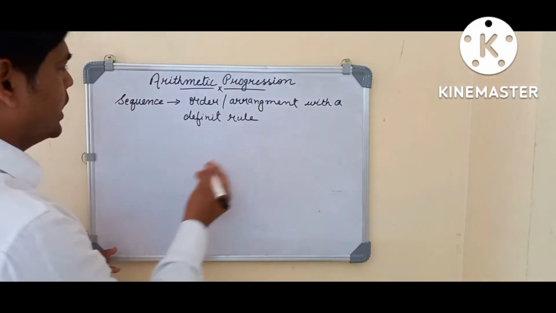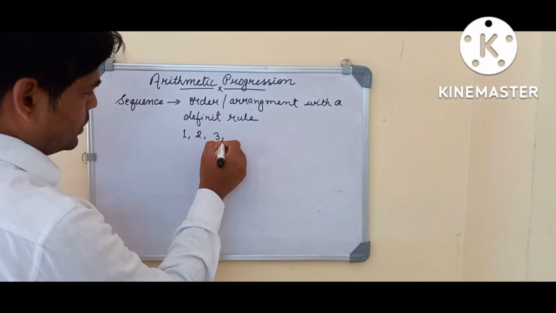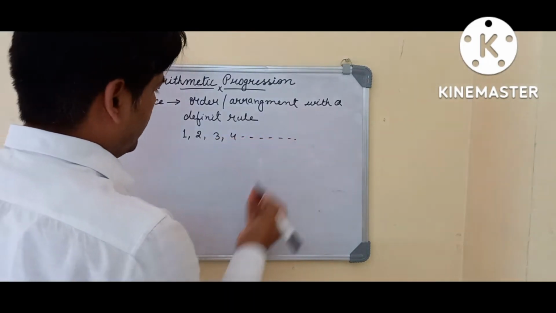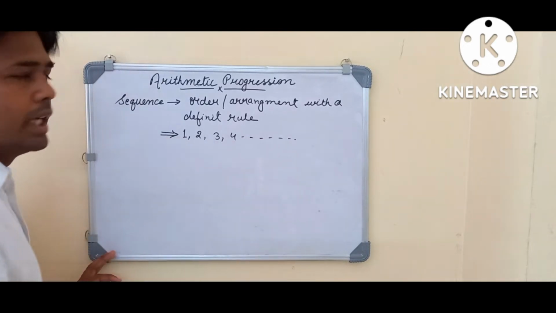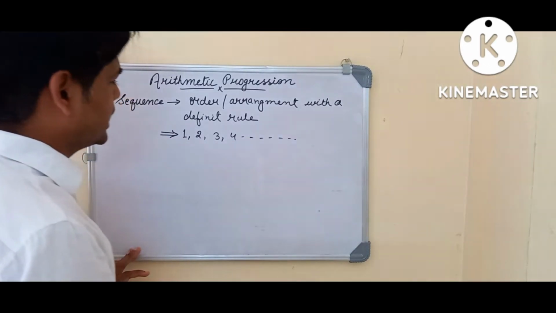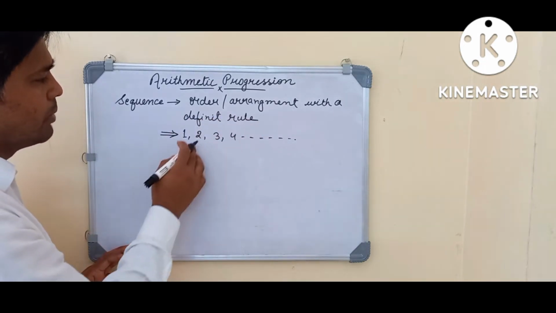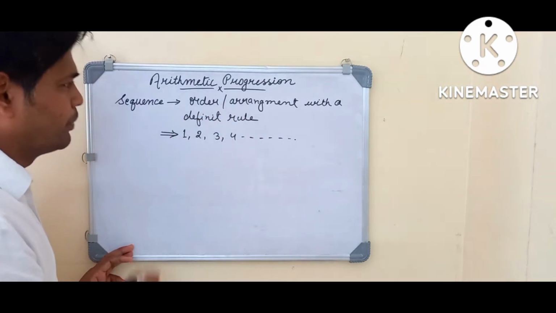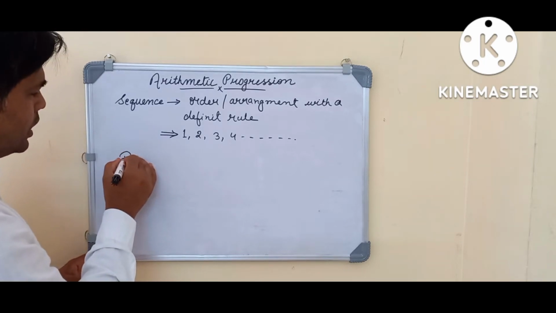Let us say we are trying to denote it by 1, 2, 3, 4. This particular sequence of numbers can be treated as a sequence where we are trying to write down the next consecutive number after the previous one. So, if this is clear, we will be moving on to the progression.